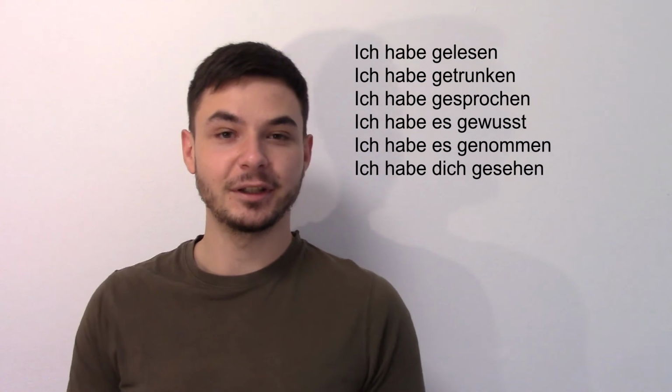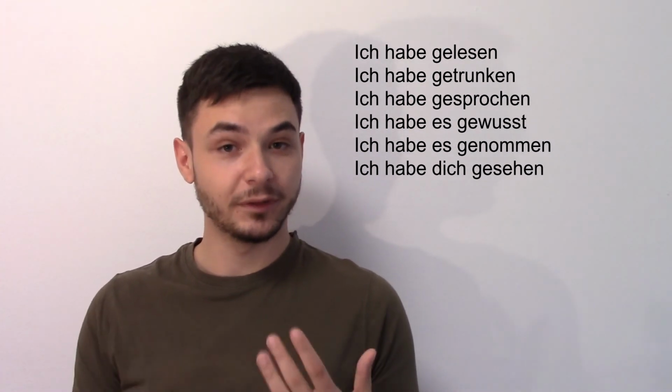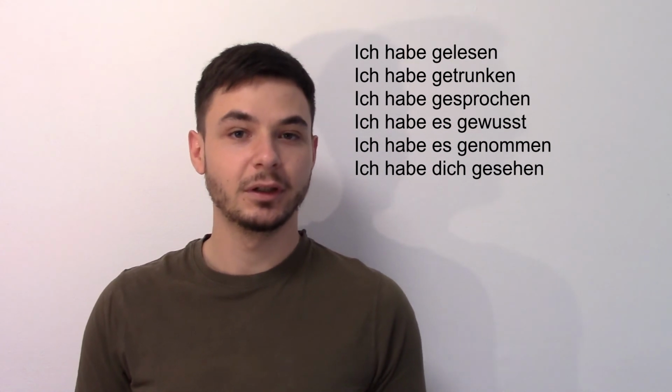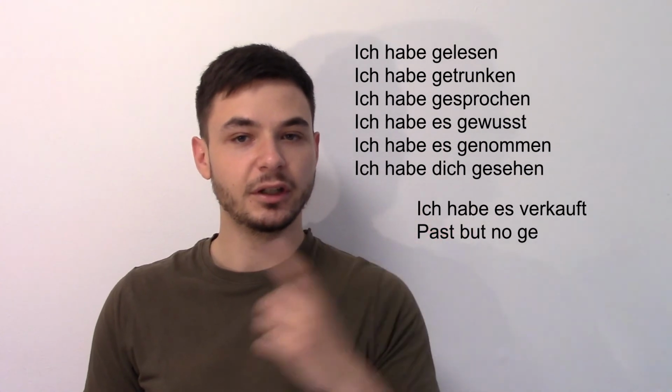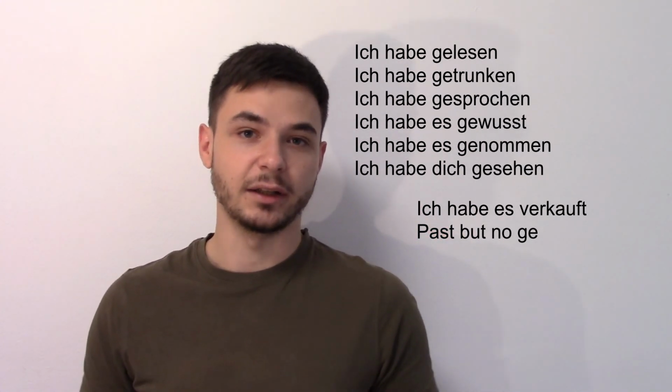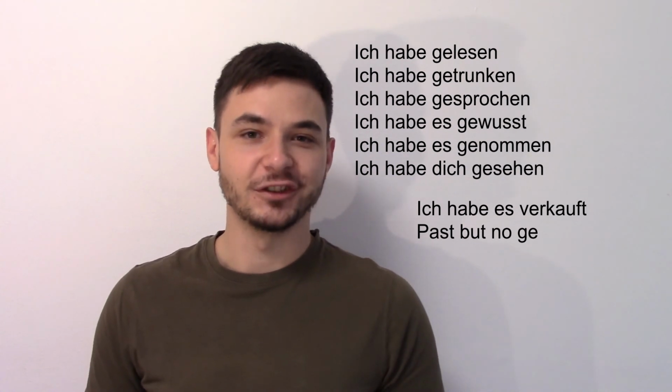A habe at the second place, and a GE in front of the verb. For the more advanced, we might also want to focus on separable and non-separable verbs, verbs with the presyllable VER, for example, which do not get a GE. And yeah, that's basically all the magic for the perfect.